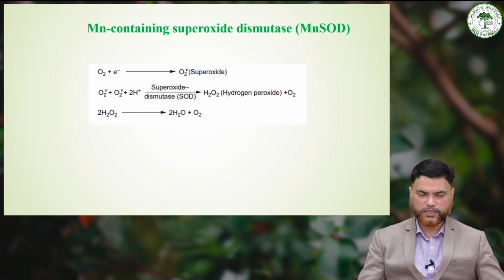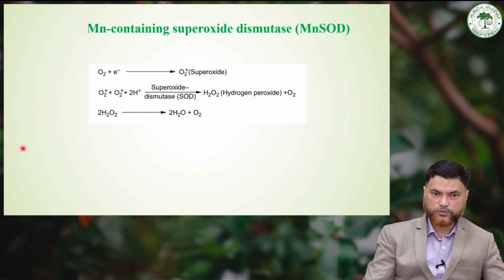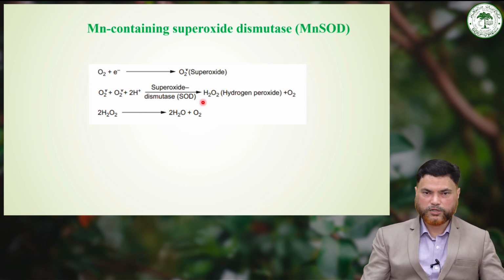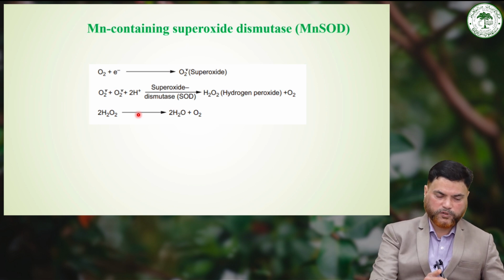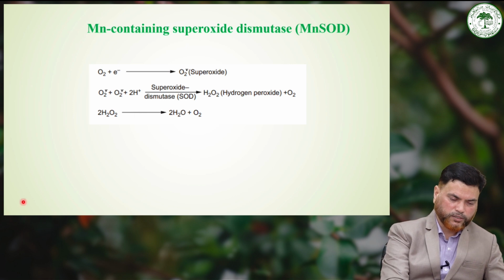You see in the reaction, this leads to the formation of hydrogen peroxide and oxygen, and then hydrogen peroxide is further broken down into water and oxygen. This could be catalyzed by either peroxidase or catalase. So this is a very important reaction catalyzed by superoxide dismutase.